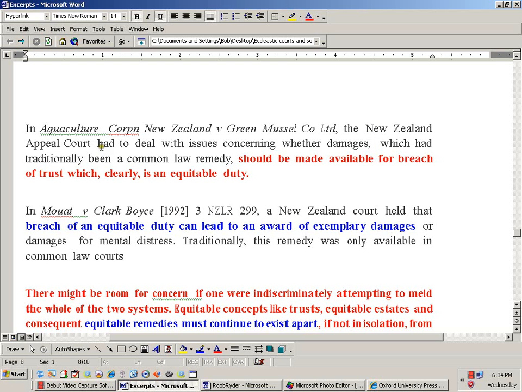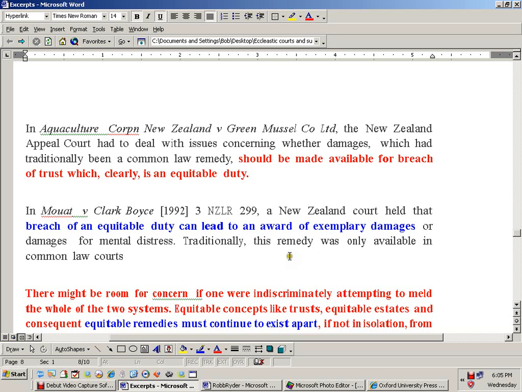So in New Zealand, the appeals court had to deal with the issue of whether damages, which had traditionally been a common law remedy, should be made available for breach of trust, which clearly is an equitable duty. So breach of trust, breach of faith is equitable, court of equity. Petition to the diocese or try the Supreme Court or call around and say, where is the court of equity? In another court case, breach of an equitable duty can lead to an award of exemplary damages or damages for mental distress.